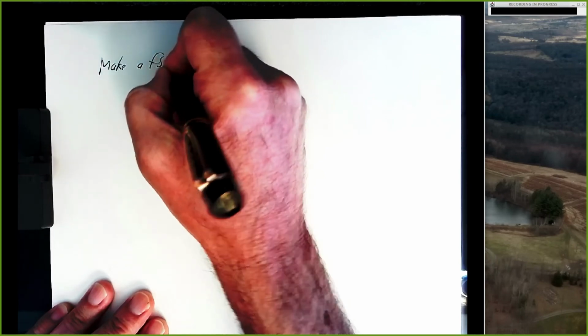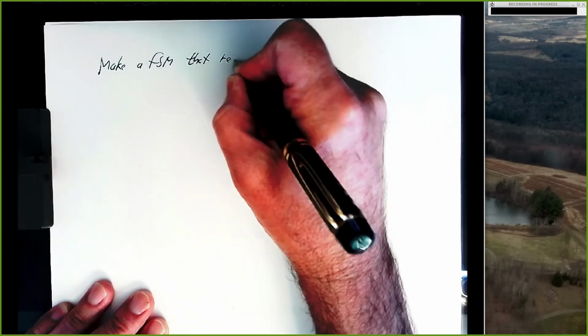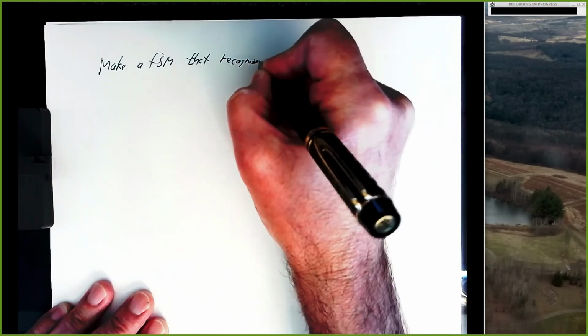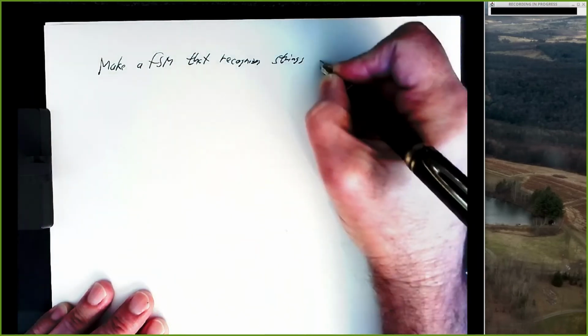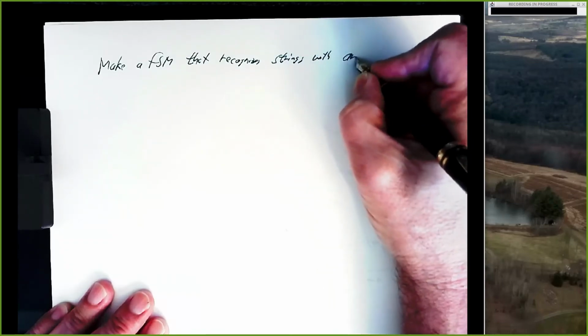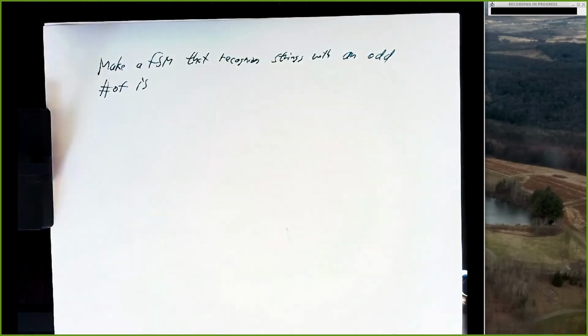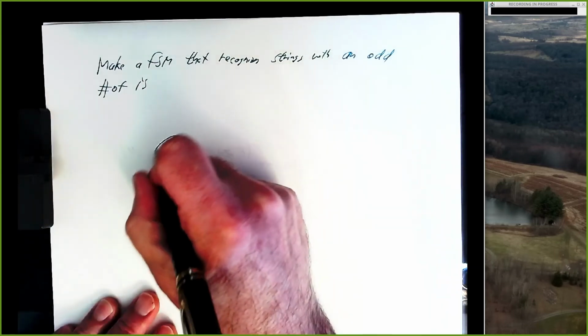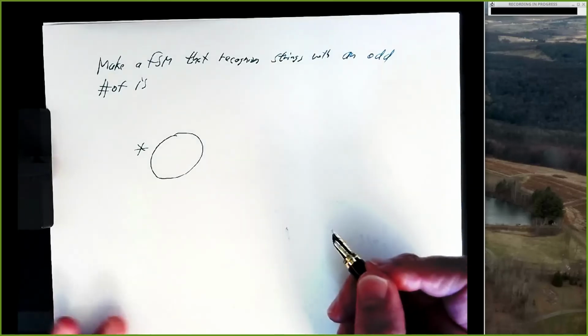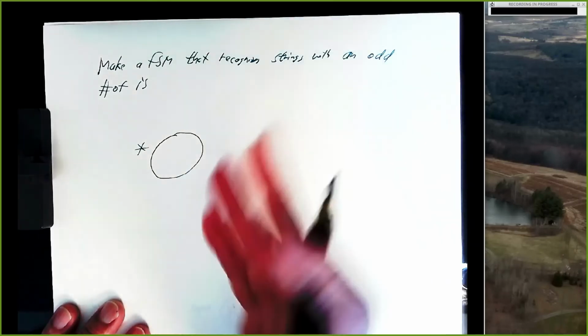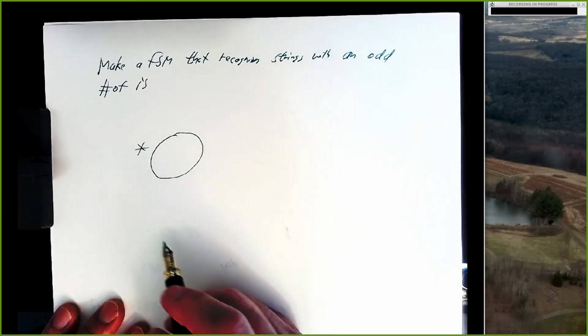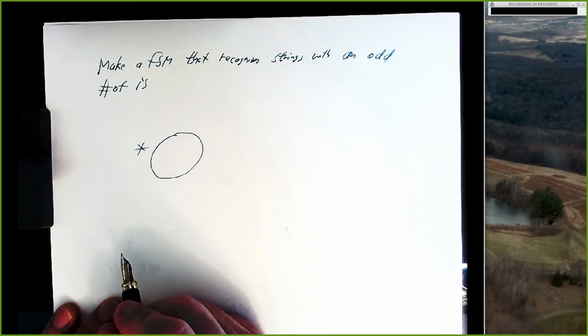a finite state machine that recognizes strings with an odd number of ones. So we don't care how many zeros we have, but if we have a string with an odd number of ones, we want to recognize that. And so I would start off in some initial state, and the empty string does not have an odd number of ones. It has 0 ones. So the empty string is not recognized.